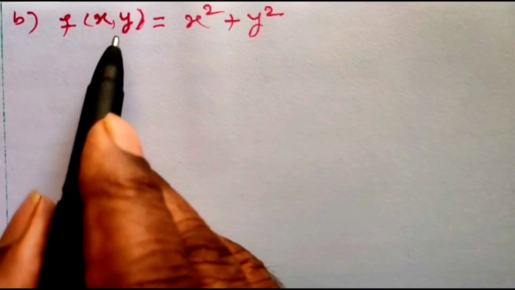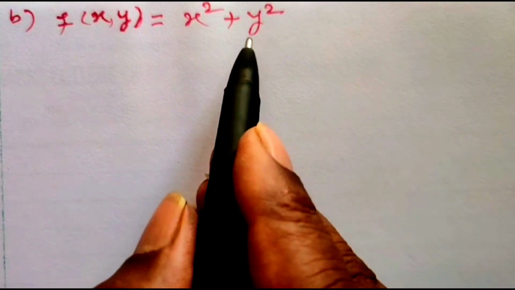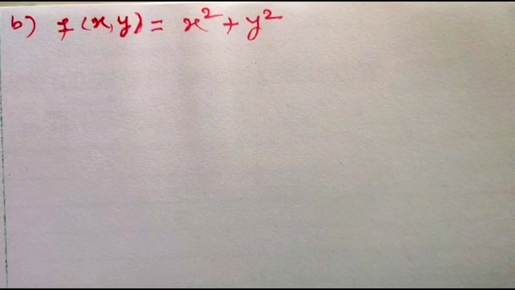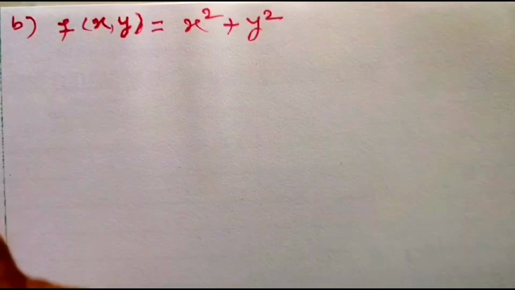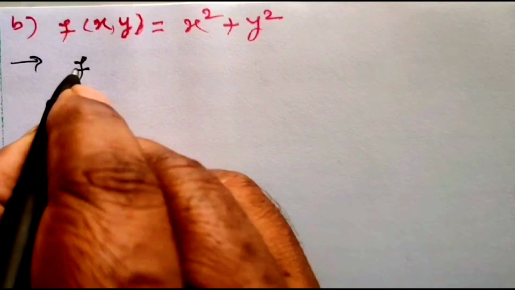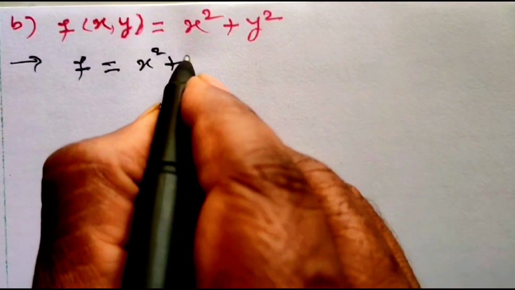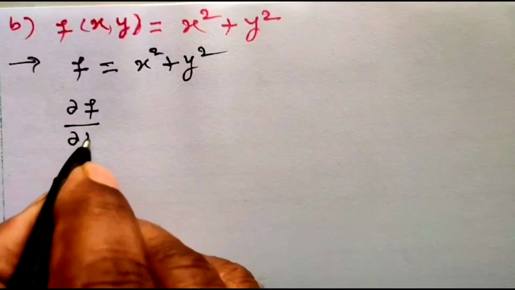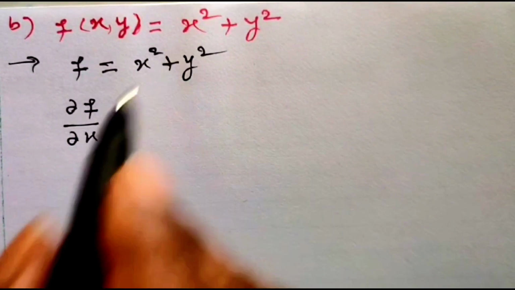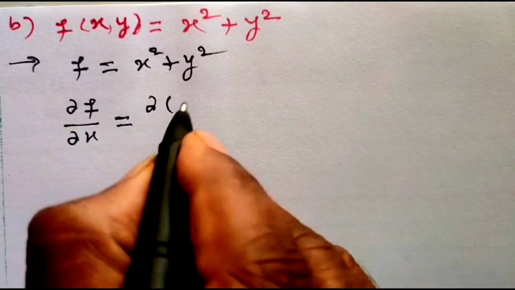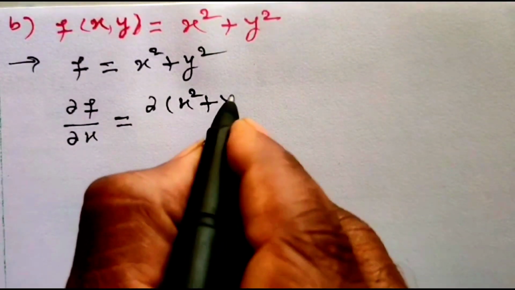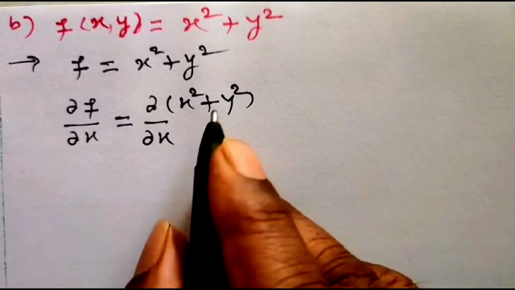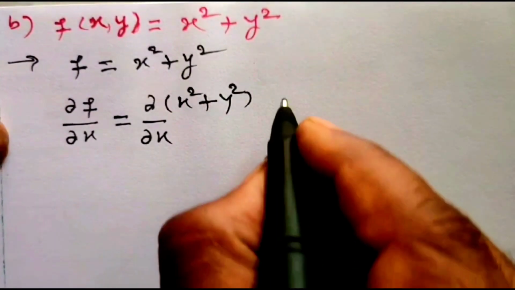Function f of x comma y is equal to x square plus y square is given, and here also we have to find out partial derivative of f with respect to x as well as partial derivative of f with respect to y. Let us assume f is equal to x square plus y square. Now partial derivative of f with respect to x considering y as constant is given by partial derivative of x square plus y square with respect to x. And here also we are considering y as constant because derivative is with respect to x.